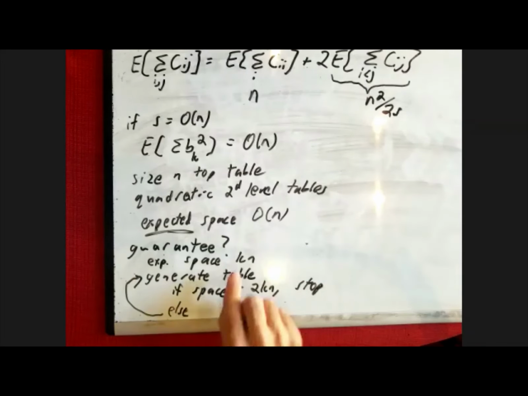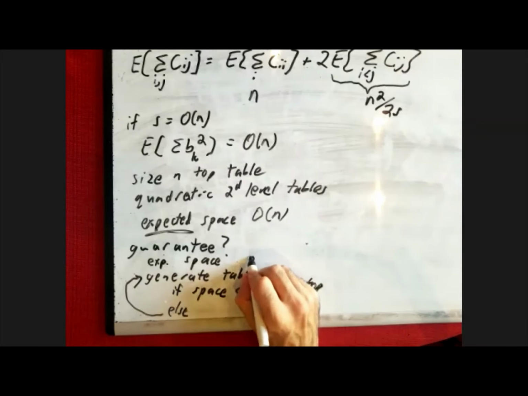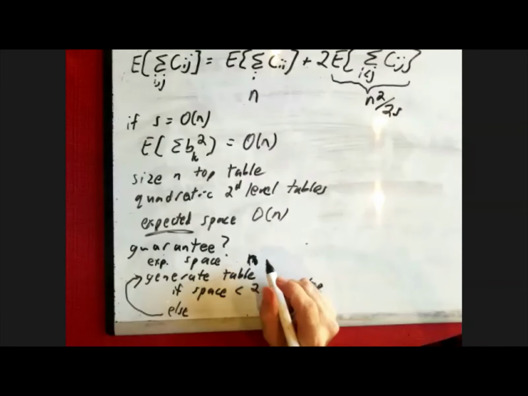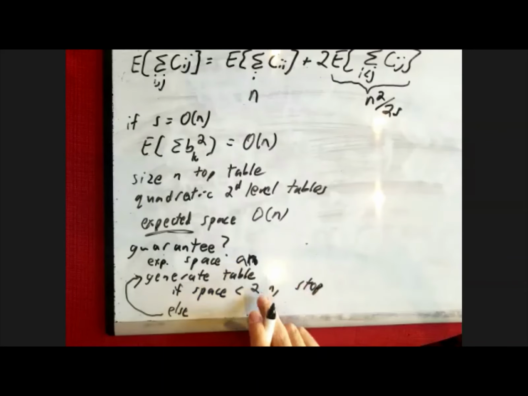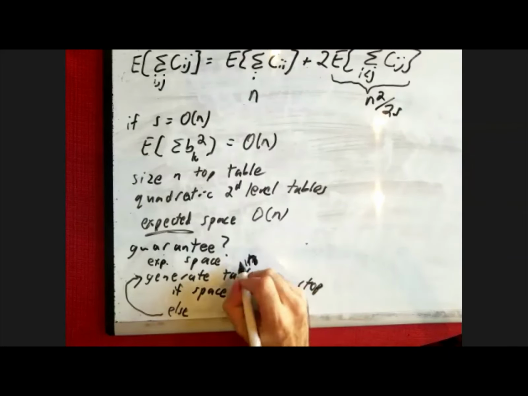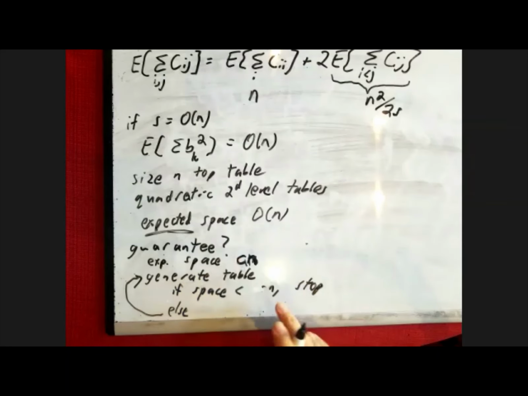Sorry, I shouldn't have used K. We already had that value. Let's call it, what's a letter I haven't used recently? A. So if the expected space is AN, no, that won't read very well. Sorry. If it's CN, then we stop if we end up using space less than 2CN, otherwise we repeat. Why does this work well?